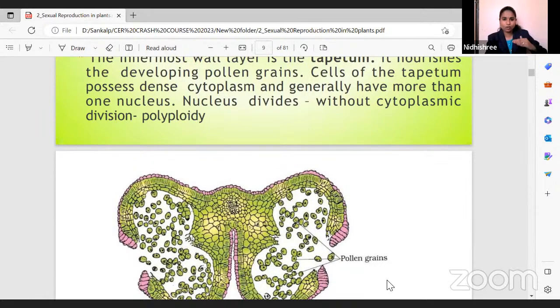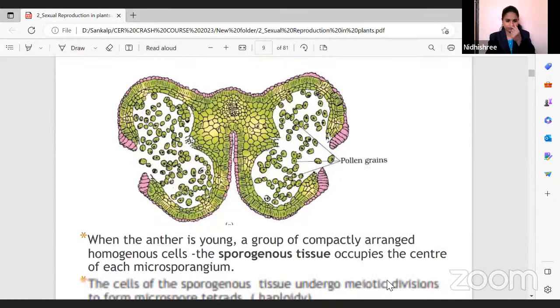Nucleus cell division aguvaga nucleus divide agate, but cytoplasm divide agalla. So namage ansutte ಒಂದೇ ಸೆಲ್ ಅಲ್ಲಿ ಜಾಸ್ತಿ ನ್ಯೂಕ್ಲಿಯಸ್ ಇದೆ, ಒಂದಕ್ಕಿಂತ ಹೆಚ್ಚು ನ್ಯೂಕ್ಲಿಯಸ್ ಇವೆ ಅಂತ ಅನ್ಸುತ್ತೆ. That condition is called polyploidy. What do you mean by polyploidy? Nucleus divides but without cytoplasmic division.